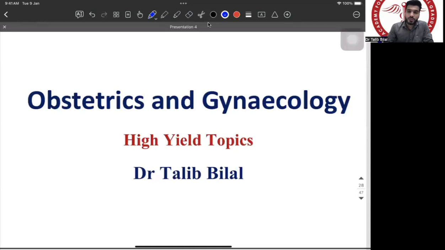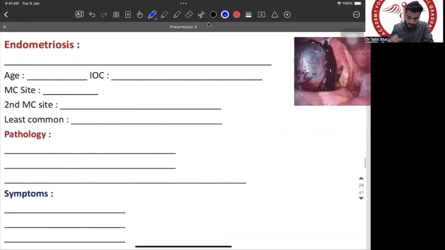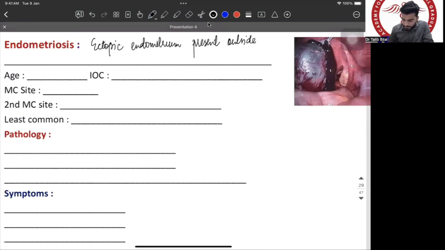In this session, we are going to talk about a chapter, endometriosis. So let's begin with a quick recap of the chapter. Now, what exactly is endometriosis? It means when the endometrium tissue is present outside the uterus. In simple words, we can mention ectopic endometrium present outside the uterus.